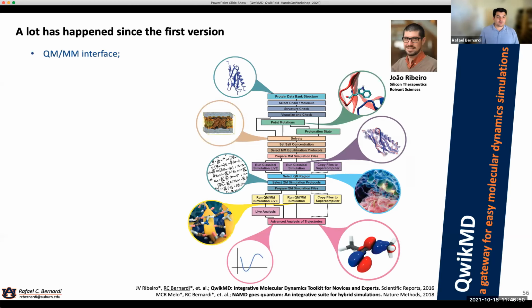We created a QMMM interface to it, so you can now also do hybrid QMMM simulations. You can run a classical simulation and then simulate QM. You can look at orbitals. You can look at chemical reactions. You can very easily select what part is going to be QM, what part is going to be MM, which is something that no other code does.